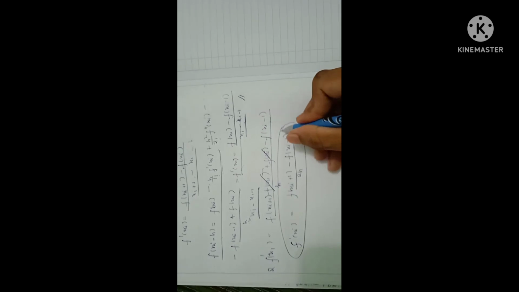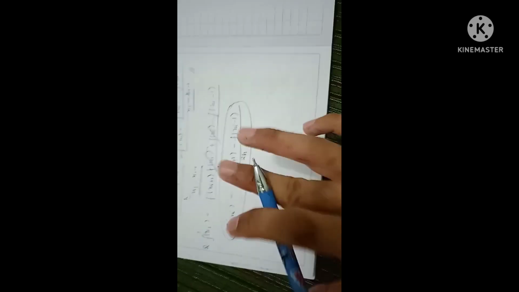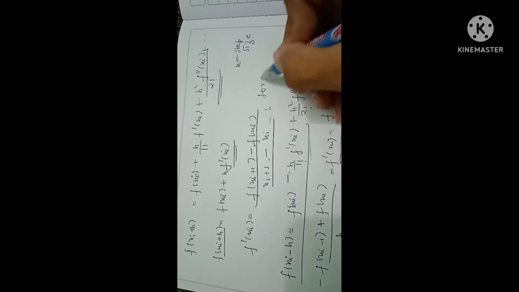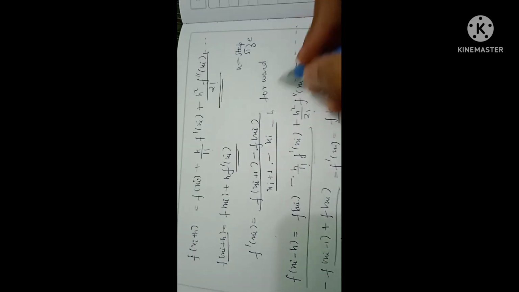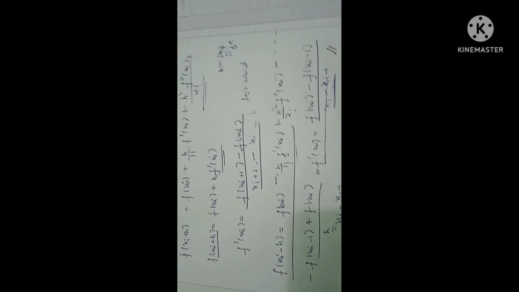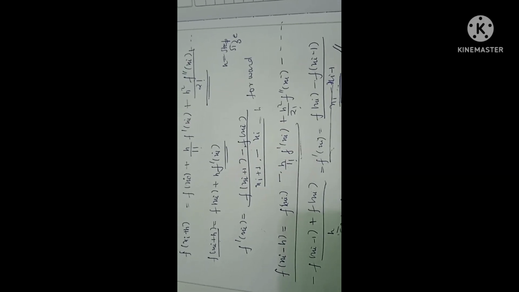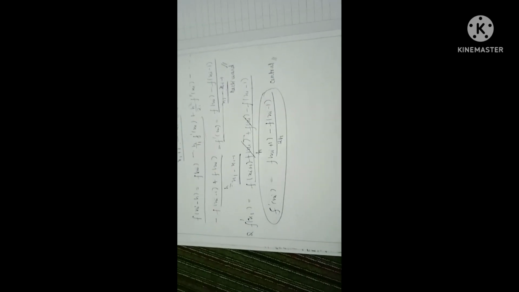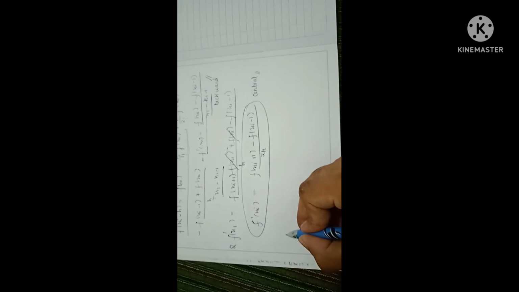This is the central difference formula, this is the main formula. All the three are the main formulas. This is forward difference, this is backward difference, and this is central.